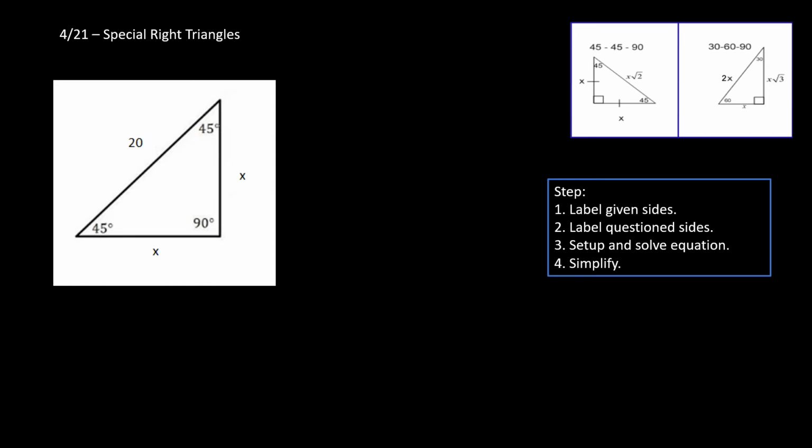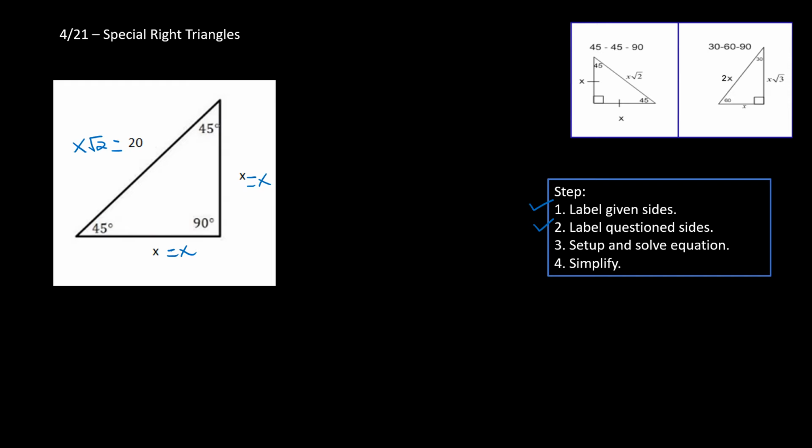For our next problem here, we have another 45, 45, 90. And we're going to go ahead and go through the steps. We're going to label our given sides. So our first given side here is 20. Well, we know that 20 is going to be equal to x square root of 2. And we know here x equals x and x equals x, which is telling us that we're solving for x. So we labeled our sides, we labeled our question sides.